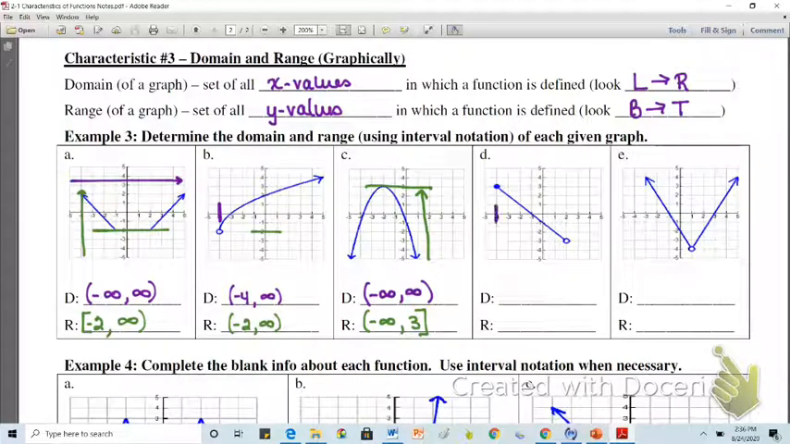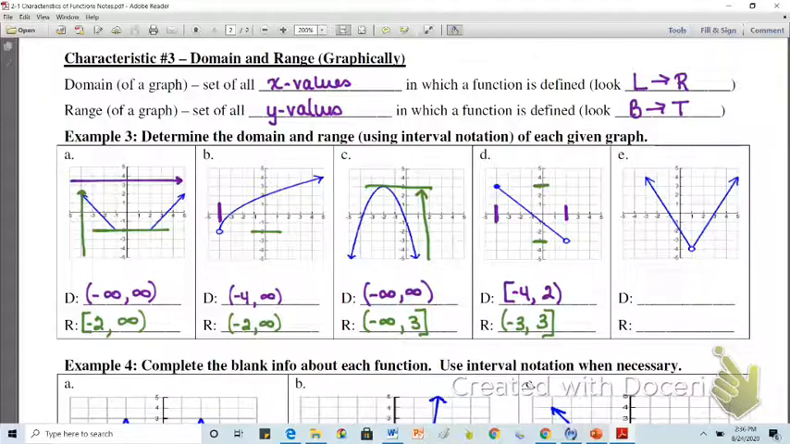Okay, looking at my x values, it's from -4 to 2. -4 is included. 2 is not because it's an open circle. Looking at my y values, it's -3 to 3. This time my -3 is not included, but my 3, not 2, sorry, 3 is.